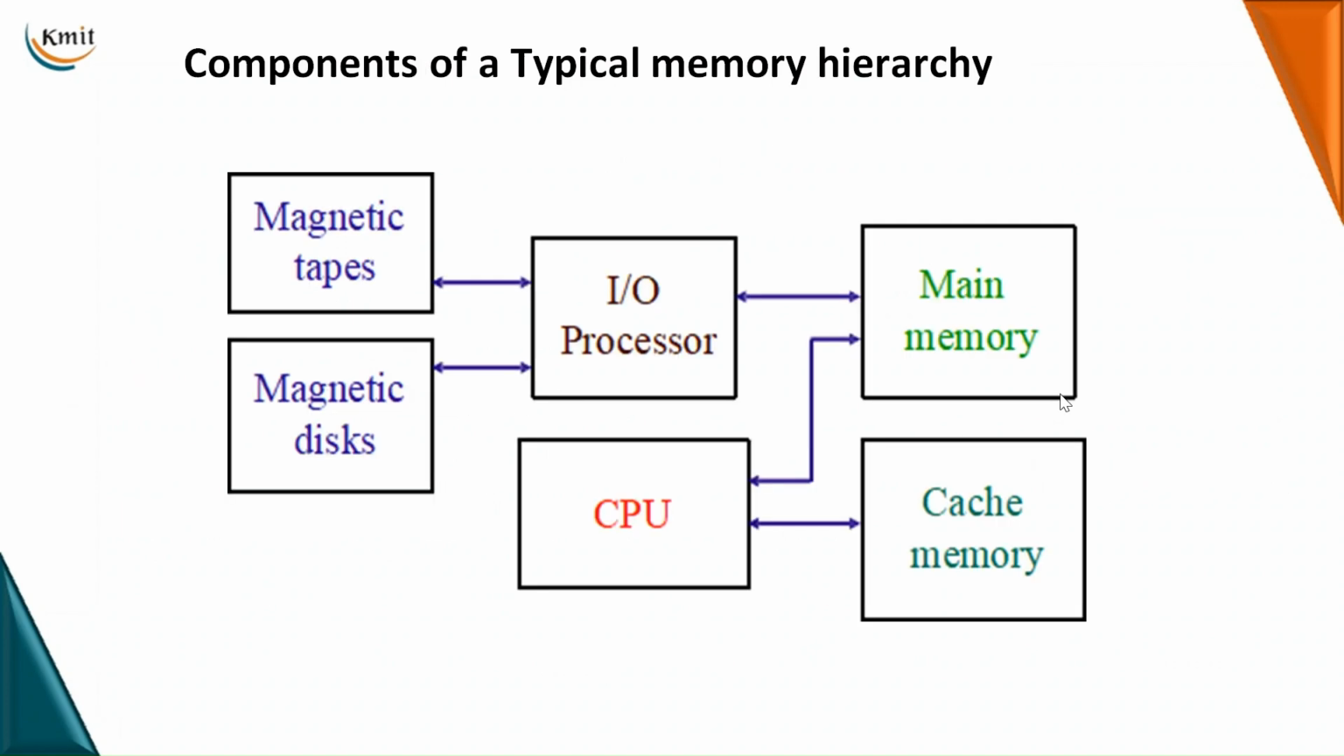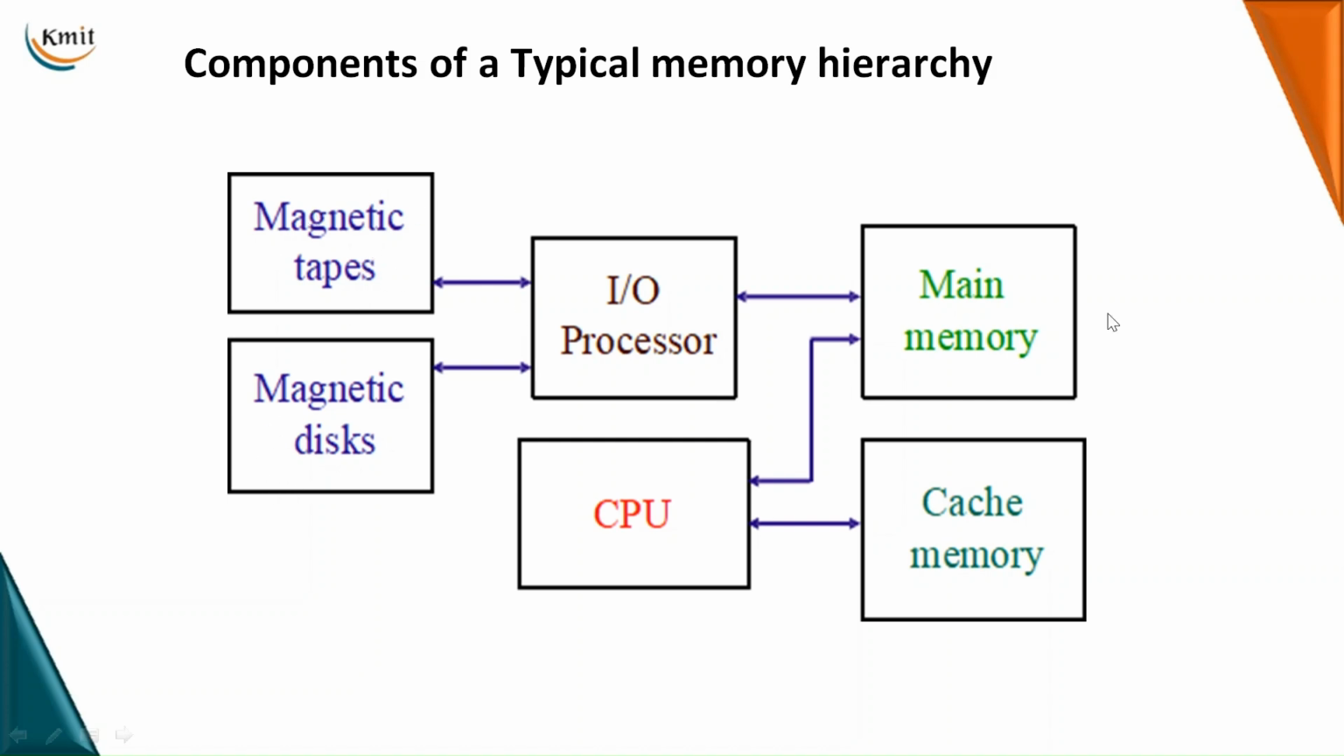Coming to the components of a typical memory hierarchy, the main components are the main memory and the cache memory. These two are internal storage memories present in your computer. We also have external storage devices such as the auxiliary memory, which includes magnetic disks and magnetic tapes.